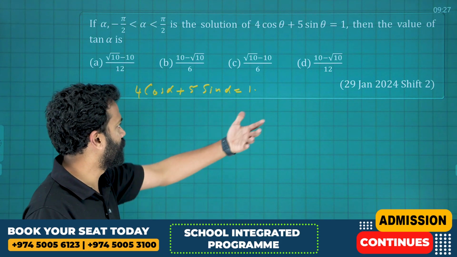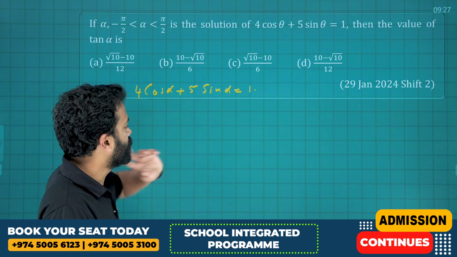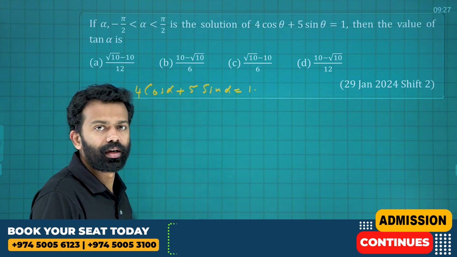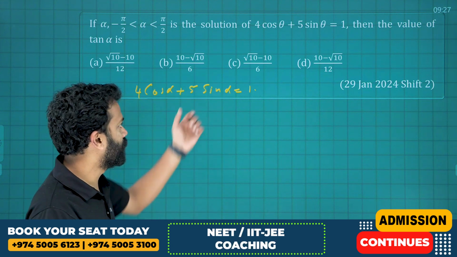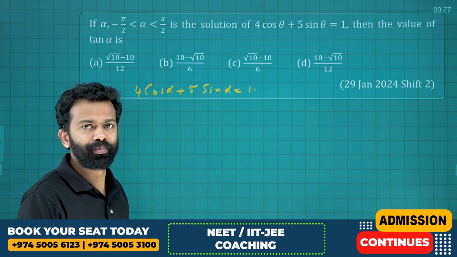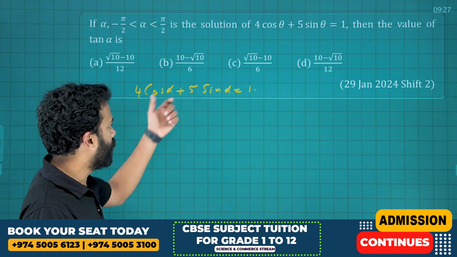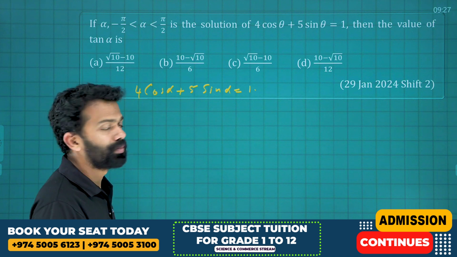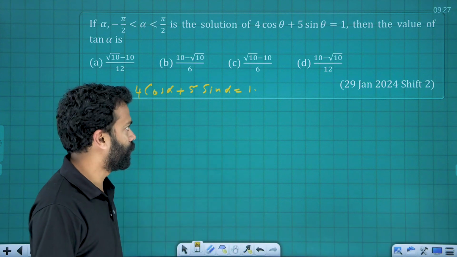I think among the methods, the easy one is just convert the left hand side in terms of tan alpha. How will you convert the left hand side in terms of tan alpha? It's quite easy. Just divide both sides with cos alpha. Okay, divide both sides with cos alpha.